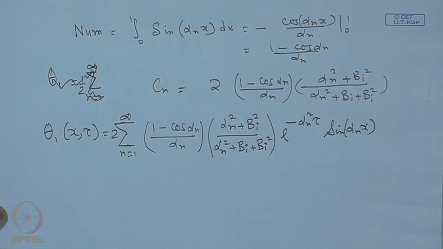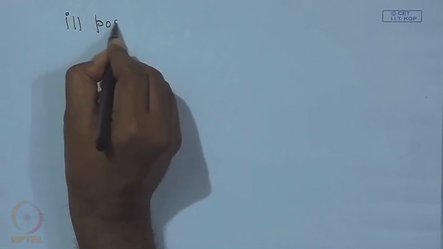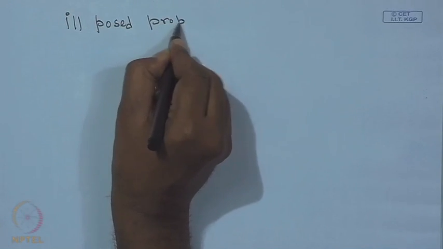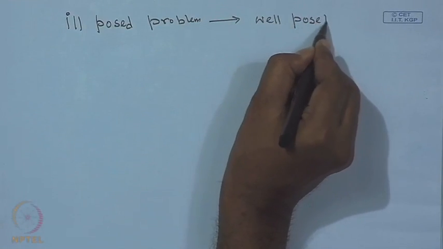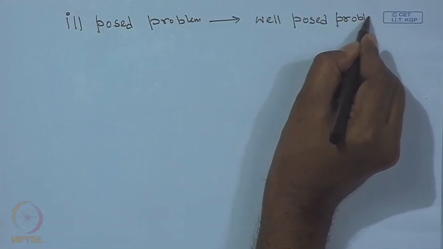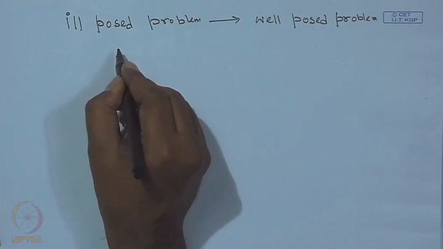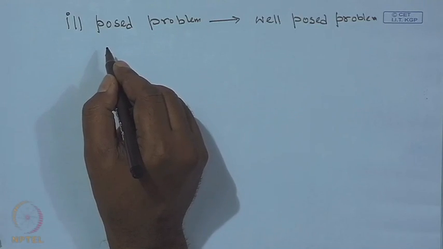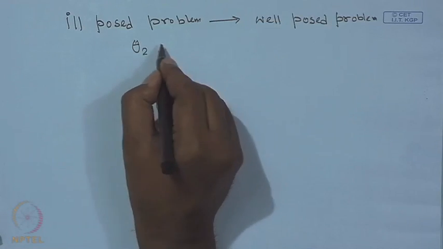Now, let us look into the problem theta 2. Theta 2 is an ill-posed problem, and we look into the solution of theta 2. So, we convert the ill-posed problem to a well-posed problem. Since the initial condition is homogeneous, we break down the problem into two sub problems.